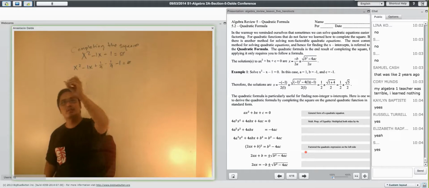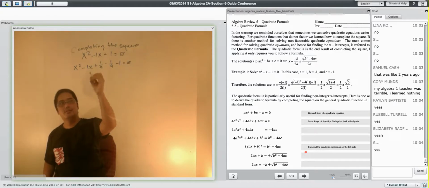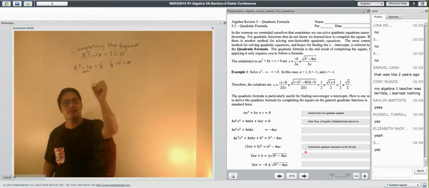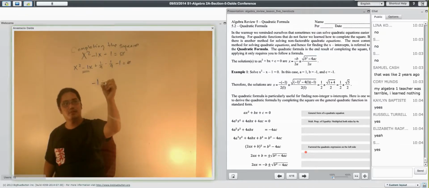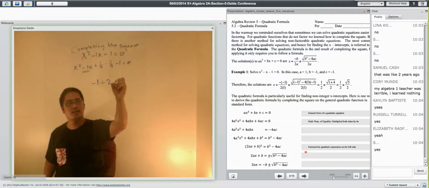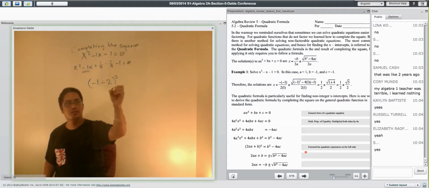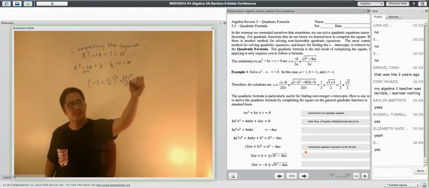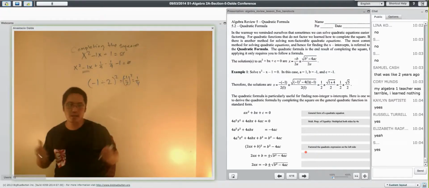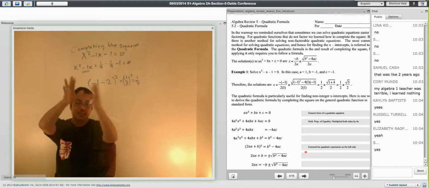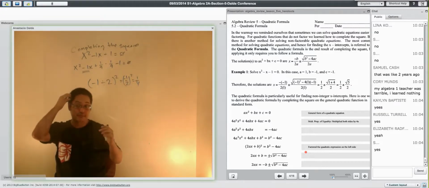Now the question is, where did you get the 1/4? Well, I took this number, divided it by 2, and then squared it. Negative 1 divided by 2 is negative 1/2. Squared is 1/4. Now, where did I come up with that procedure? Well, that's the trick. All right?